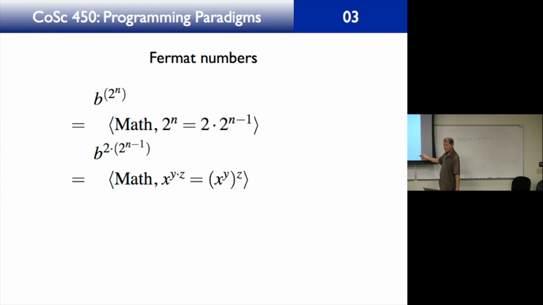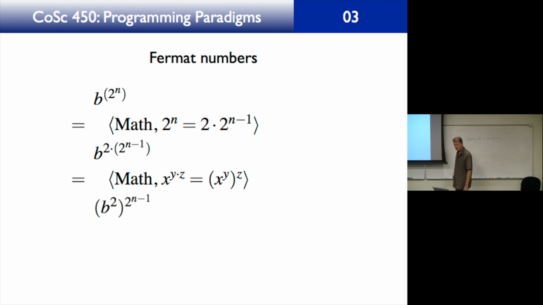Is everybody with me on this? How can you prove this in your own mind? Because anytime you have an exponent that is a non-negative integer, it's x times x times x that many times, right? So if y is 3 and z is 5, this is x to the 3 times 5, which is x to the 15. But that's x to the 3, 5 times, because 3 times 5 is 15. So what is b to the 2 times 2 to the n minus 1? Yes, b squared to the 2 to the n minus 1. And this first one is what we use in the definition of the Fermat numbers.